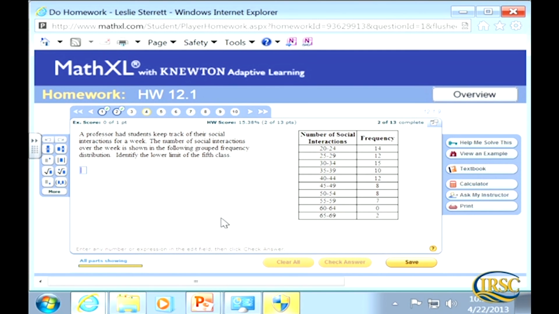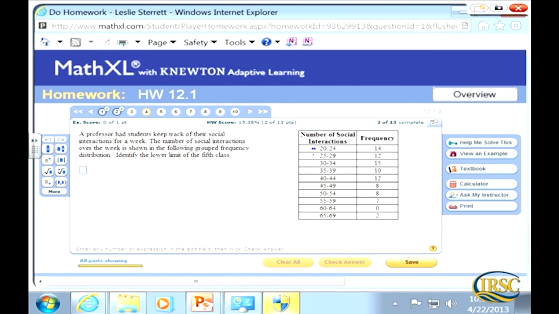Okay, here's another frequency distribution with the number of social interactions students had during the week. So they were supposed to keep a chart and make note of that. And so either they had 20 to 24 social interactions, or 25 to 29, 30 to 34 social interactions, and so on. And for this problem, they want you to identify the lower limit of the fifth class. Okay, 40 is what I heard, because you're going 1, 2, 3, 4, 5, so there's the fifth class. And the lower limit is that number on the left, 40.